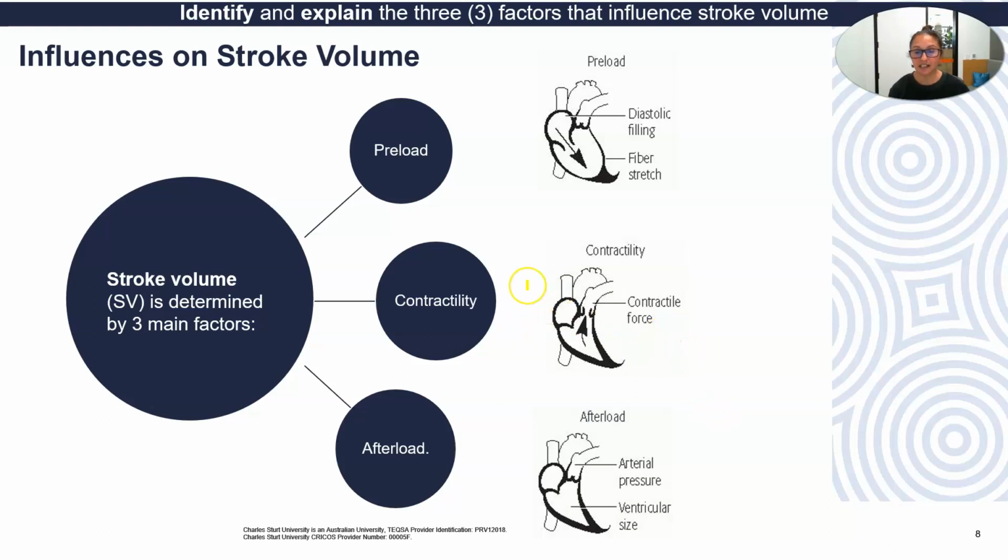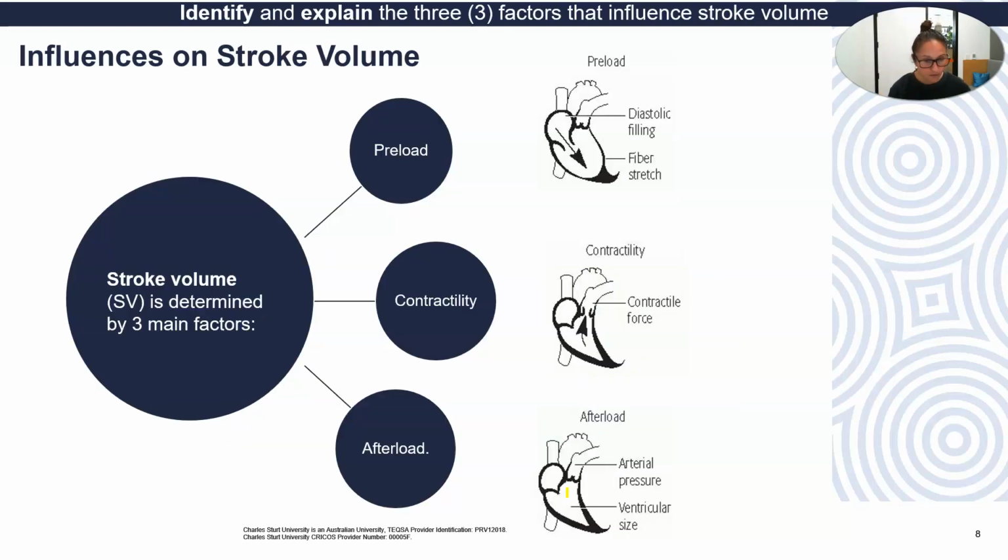So this is just another picture, just reiterating those three factors. So preload has got to do with how much the heart is stretched before it contracts. Contractility has got to do with the strength of the contraction. And afterload has got to do with how much pressure we need to overcome in order to get those semilunar valves open.